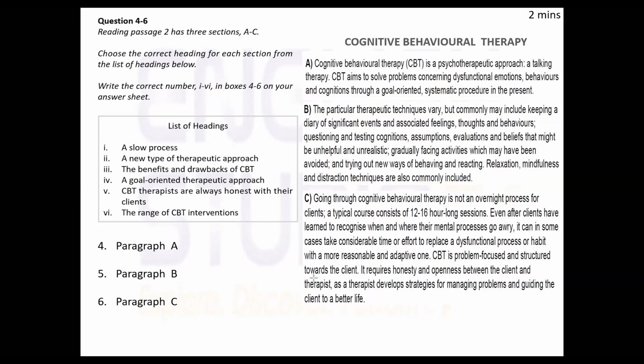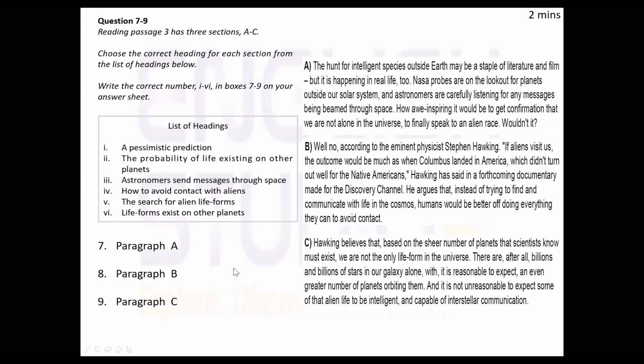Okay, let's move to the next and the last paragraph we have. Miss Fatika, I'm going back to you. Could you please explain number 7? Number 7, I guess, is heading for life form exists on other planets. Maybe with the second sentence that NASA probes are on the lookout for planets outside solar system, and astronomers are carefully listening for any message being beamed through space. Okay, thank you, Miss Fatika.